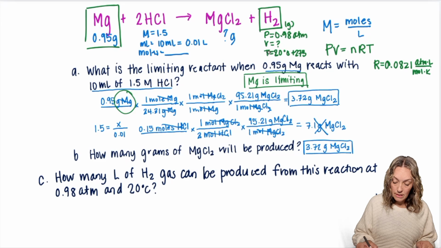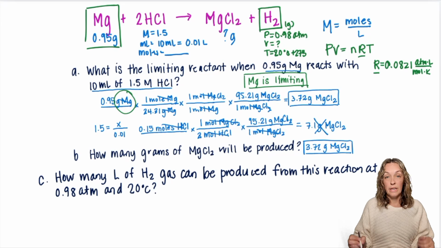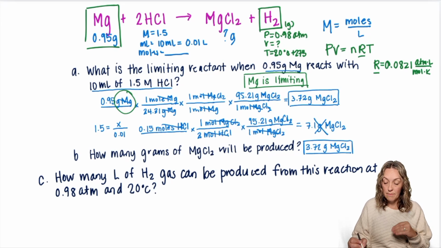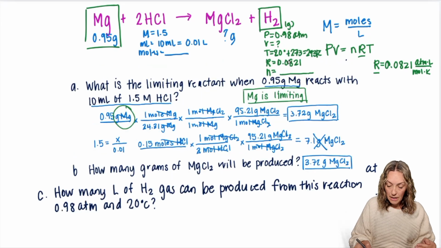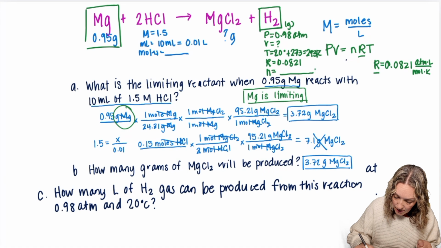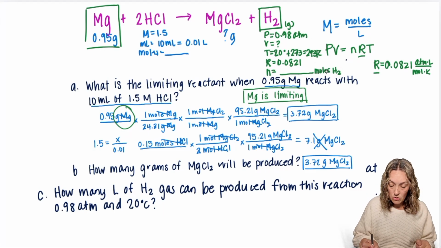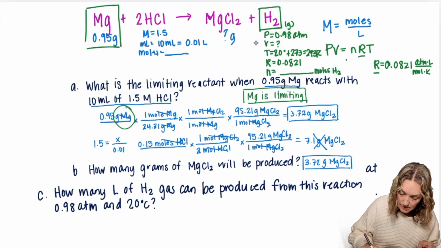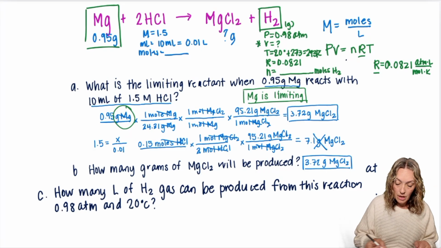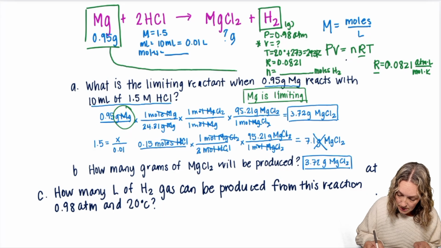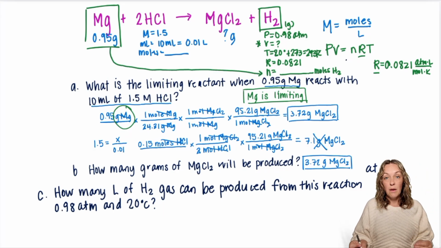Notice that I have P, V, and T. R is a constant, and I know that constant is always 0.0821 as long as I have a pressure in atm, volume in liters, moles, and my temperature in Kelvin. The only variable that I'm missing is n, and n represents moles, and specifically moles of the H2 gas. So if I can find moles of H2 gas, I can then use PV equals nRT to solve for the volume. I know that Mg is the limiting, so I'm always going to start with the limiting, and I can use stoichiometry to calculate the moles of H2 gas produced.